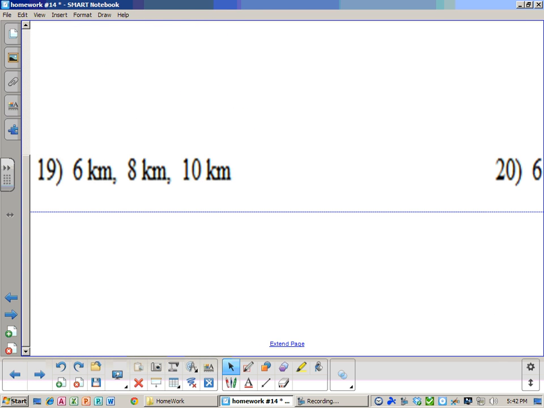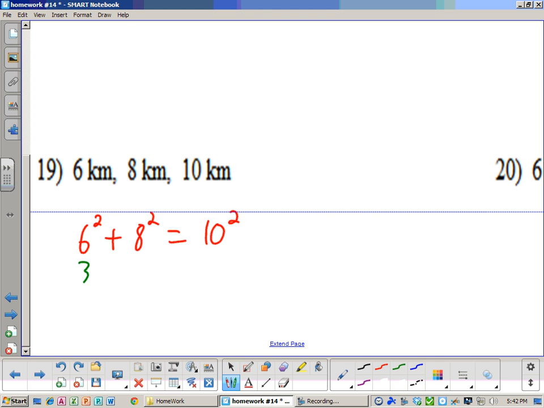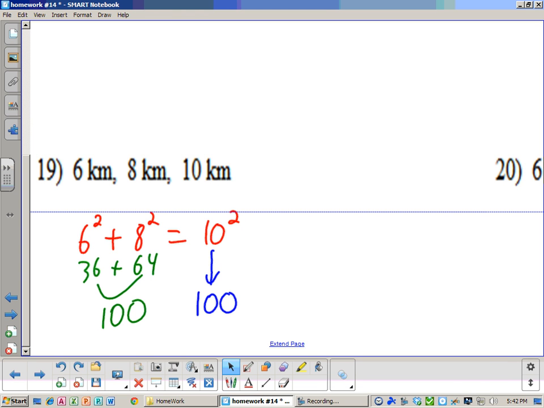Let's see if our luck changes here. Oh yeah, it does. I see it already. 6 squared plus 8 squared equals 10 squared. Set up your Pythagorean theorems. Let's see what happens this time. 6 squared is 36. 8 squared is 64. Add those up, you get 100. Then we get the 10 squared. 10 squared this time is equal to 100. So this time we say they are equal.